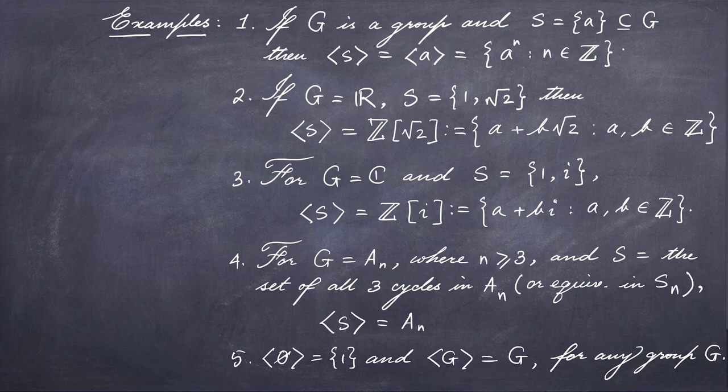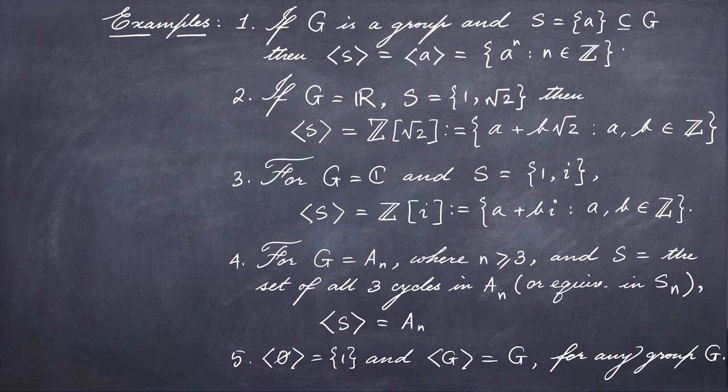Then let me give you another example. When n is greater than or equal to 3, if you consider S to be the set of all 3-cycles in An, then the subgroup of An that this collection is going to generate is An itself. This is what we discussed in the last lecture. And not only so, if you replace An by Sn and take the same collection, that is the collection of all 3-cycles, then the subgroup of Sn that it generates is exactly An, because these 3-cycles are always inside An.